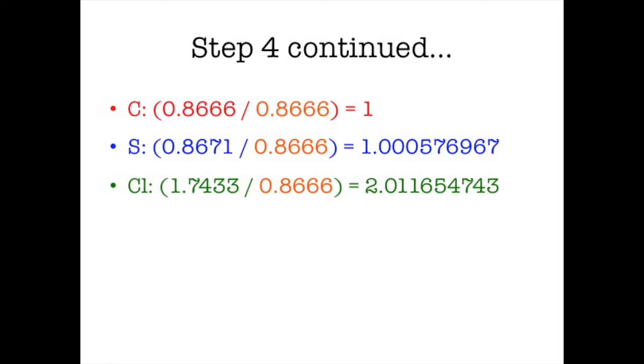So we divide carbon by 0.866, and we get 1. We divide sulfur by the smallest value, and we get 1.00057667. Chlorine, 1.7433 by, again, that smallest value, and we get 2.0116544743.